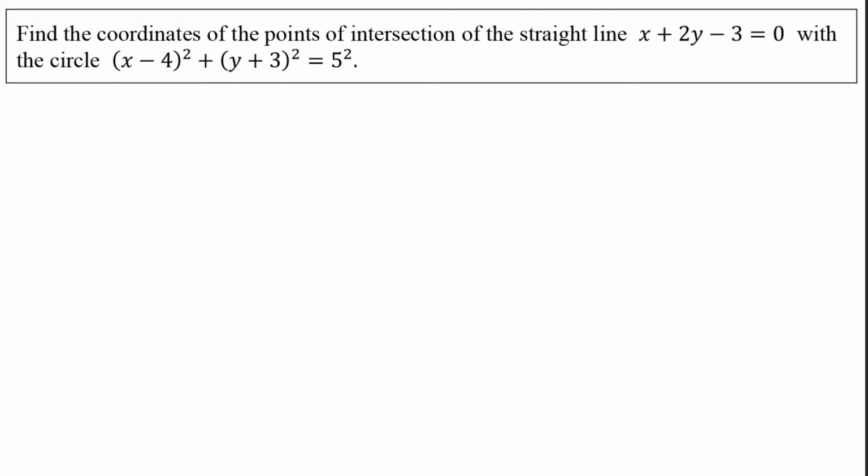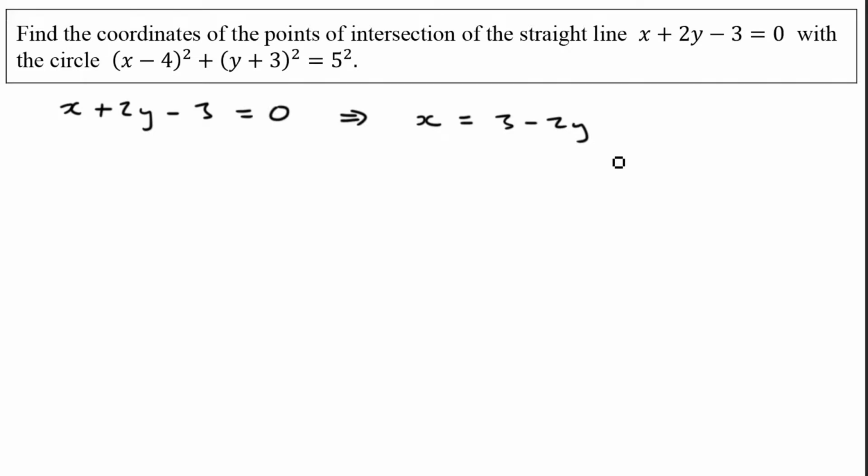Well, what we have here are simultaneous equations, and this is best solved by substitution. So let's take the equation of the straight line. x + 2y - 3 = 0. We will have to rearrange this into the form either x equals or y equals. In this case, it's going to be more convenient to rearrange that so that we have x is equal to 3 - 2y.